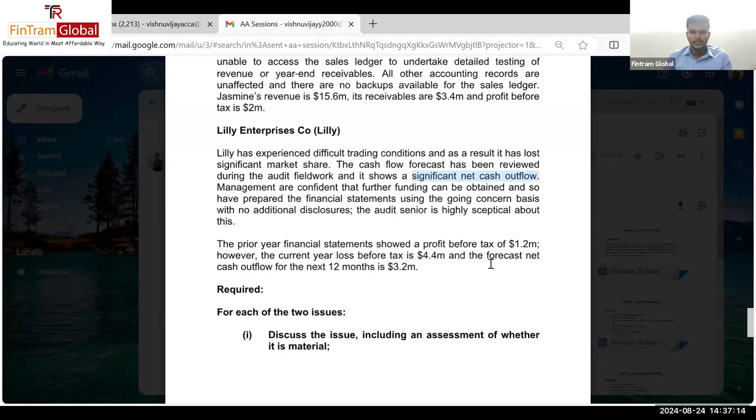So what would the auditor's impact be? There should be a breakup basis in the accounts, not the going concern. Are we sure of that? We should assess on what basis management has prepared the accounts, evaluate and analyze it, then reach the final conclusion. So procedures are pretty clear, right?